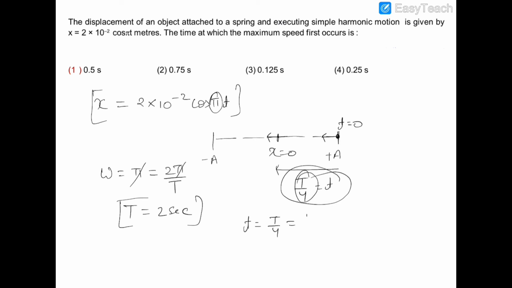So t by 4 will be equal to 1 by 2 seconds. So the correct answer would be option number 1. Now let's move on to the next question.